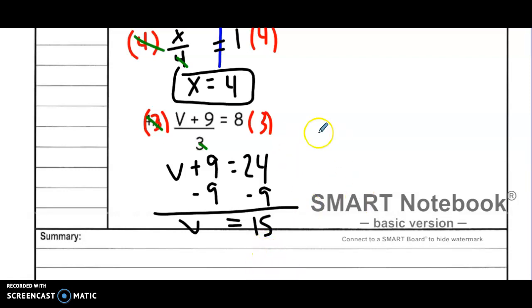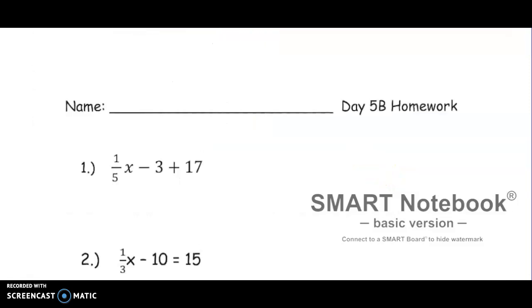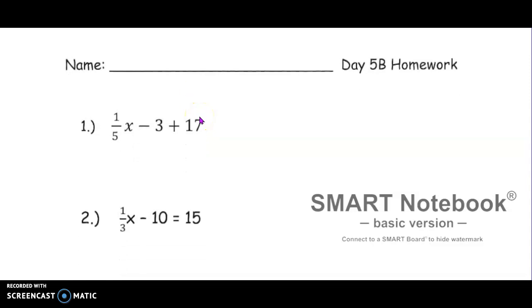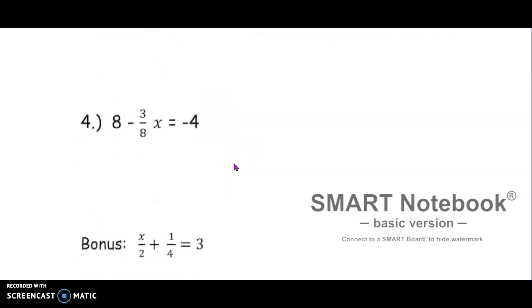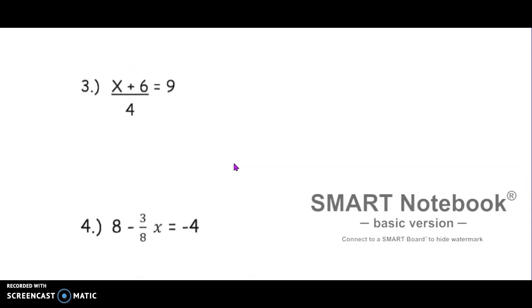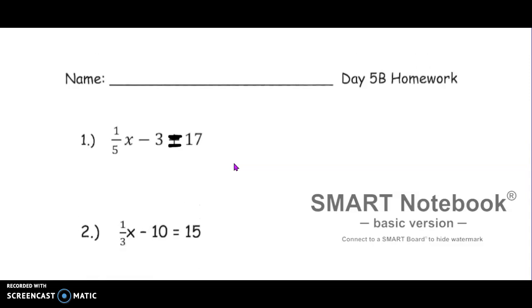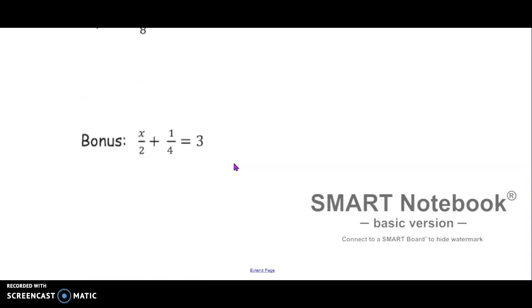All right, so make sure you take a look back at your notes as you're working on some practice questions. It looks like this is supposed to be an equal sign, so let's make sure we change that. That should be an equal sign right there on number 1: 1/5 x minus 3 equals 17. Let's make sure the rest of them look okay. Yeah, so you only have to do 4 homework questions. There is a bonus. I'd love for some people to give that a try. You can absolutely do it. It's very doable.